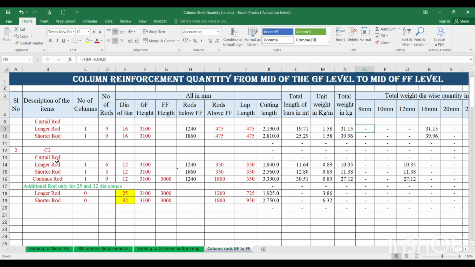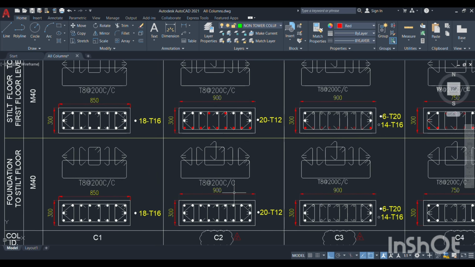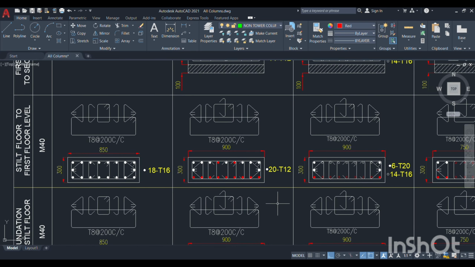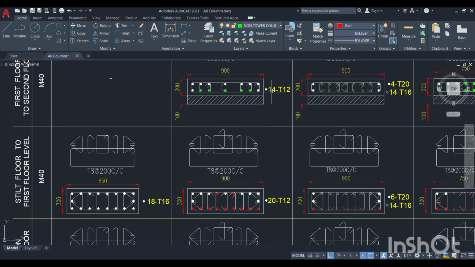Next we are going to column number C2. Then in the column number C2, what are the curtailment rods that will come? Just we'll study the C2 column. You see, this is the C2 column. This is the 20 number of 12 dia came from the basement, and same 20 number of 12 dia is there in the ground floor. And if you are going to the first floor, it is changing into the 14 number of T12.